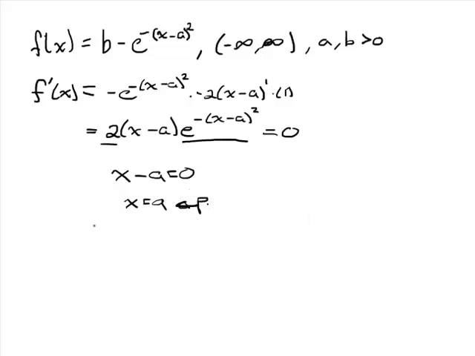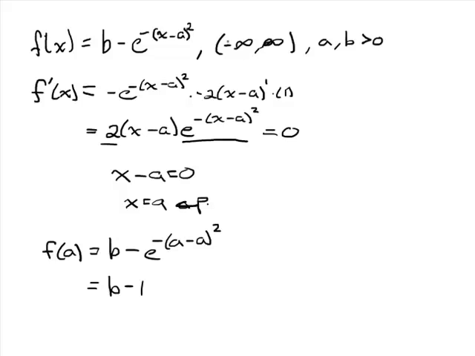Now, we want to see what's happening at this critical point. So we evaluate our function at the critical point, and we get b minus e to the negative a minus a, the quantity squared. Well, what's going to happen here? A minus a is 0. 0 squared is 0. Negative 0 is 0. We get b minus e to the 0. This just comes out to be b minus 1.